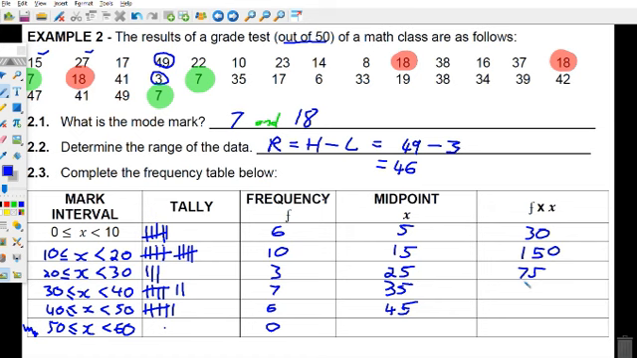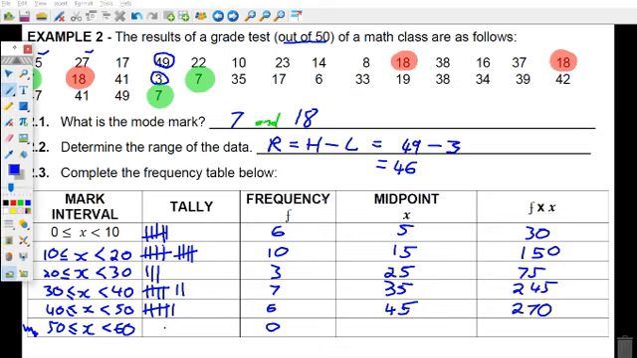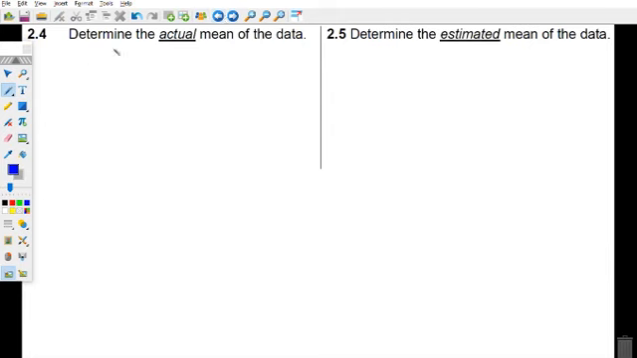35 times 7 is going to be equal to 245. And then 6 times 45 is just a clean 270. All right, so we're going to add some things up and we're going to help us here now quickly. So determine the actual mean.